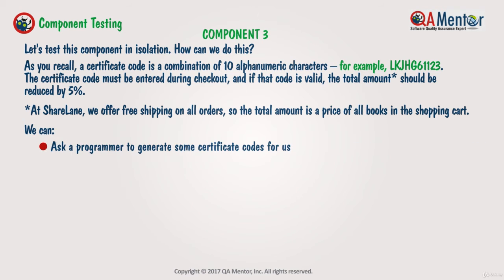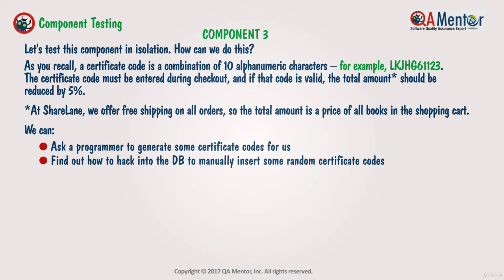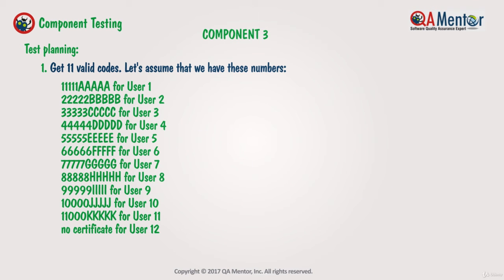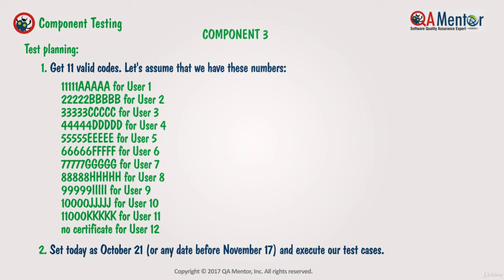We can ask a programmer to generate some certificate codes for us, find out how to hack into the DB to manually insert some random certificate codes, or write a helper script to generate those certificates. Test planning. 1. Get 11 valid codes. Let's assume that we have these numbers. 2. Set today as October 21 or any date before November 17 and execute our test cases.